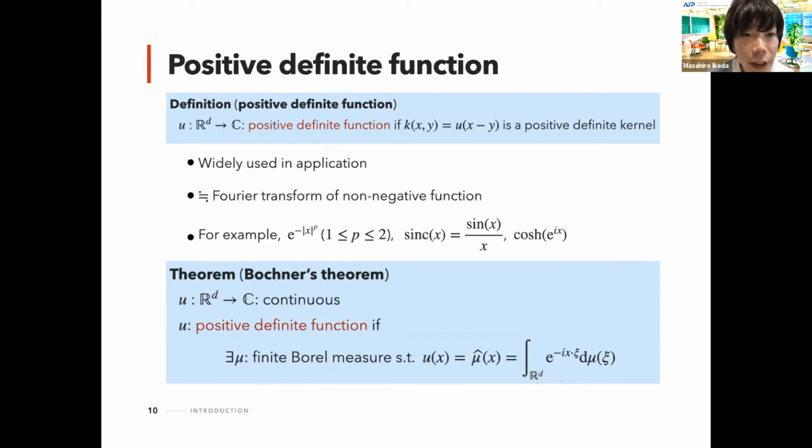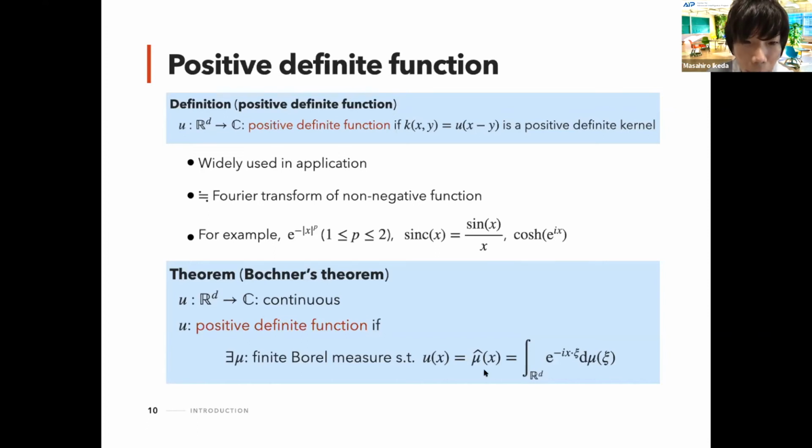We say a function u from D to C is a positive definite function if u(x minus y) is a positive definite kernel. And this function is widely used in applications. Roughly speaking, this function is a Fourier transform of a non-negative function. An example of this function is like this.